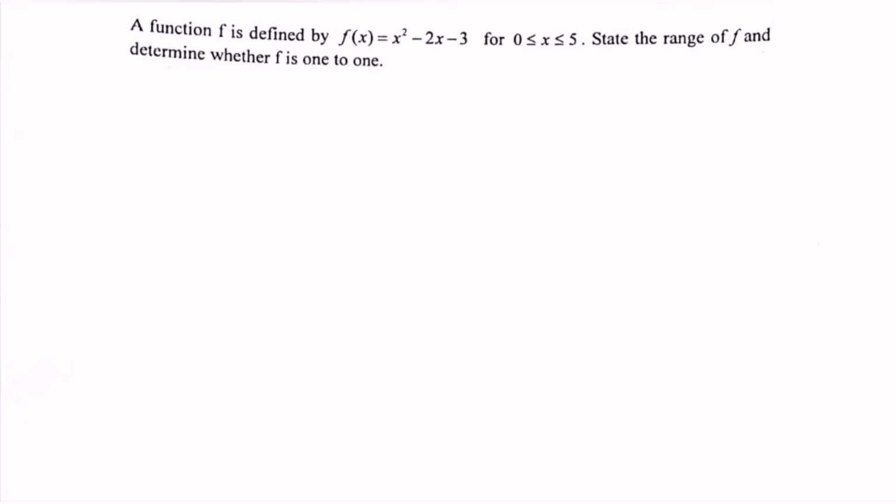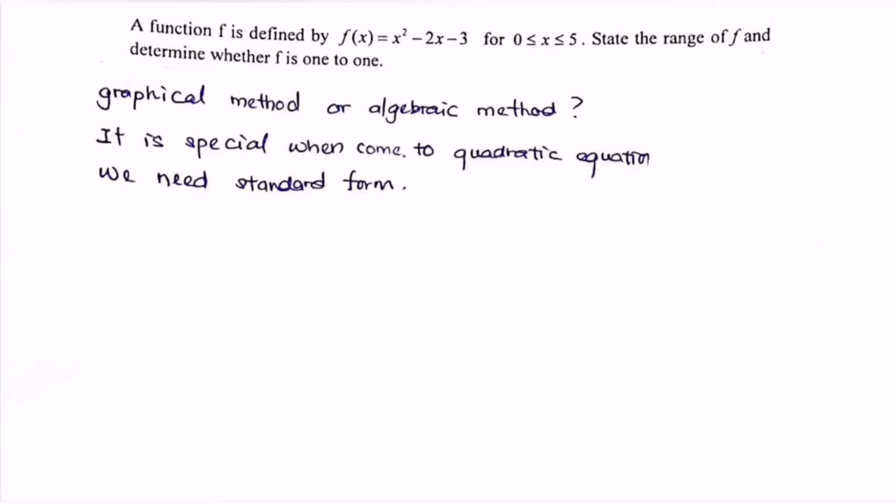In this case, whether we want to use the graphical method or the algebraic method. It is special when it comes to a quadratic equation, so we need a standard form. Here, what we have to do is use the graphical method because the domain is given, 0 until 5. So let's move with the discussion: the function f(x) = x squared minus 2x minus 3, completing the square to make it become standard form.